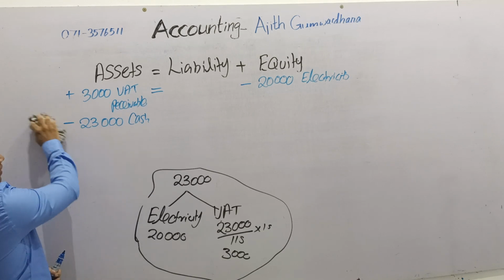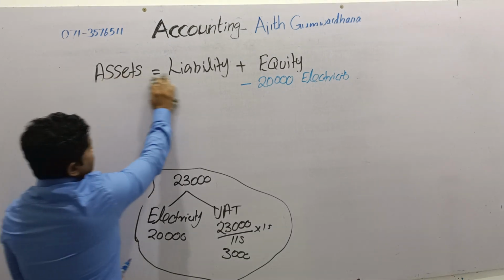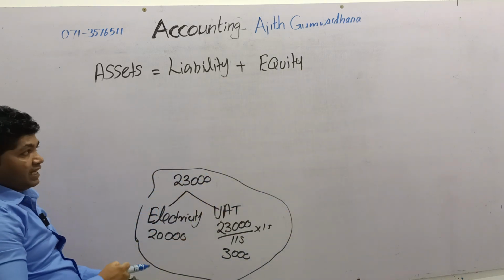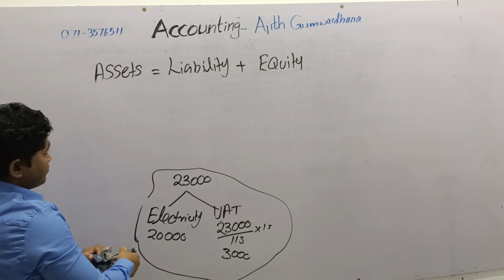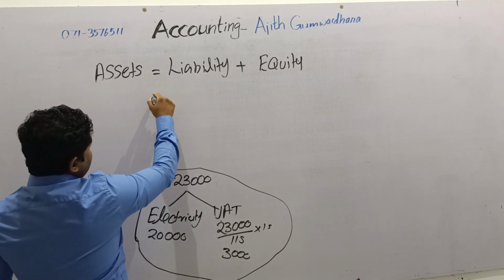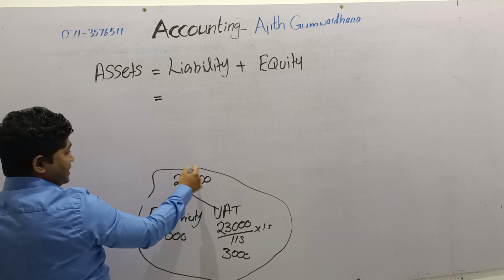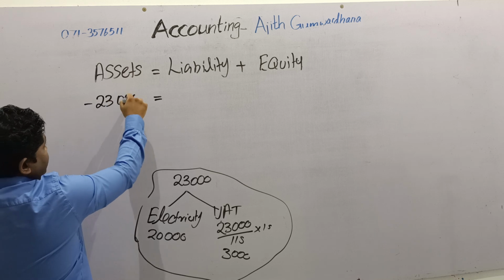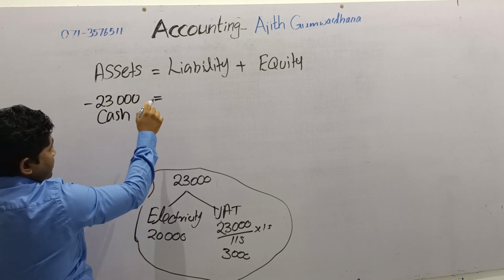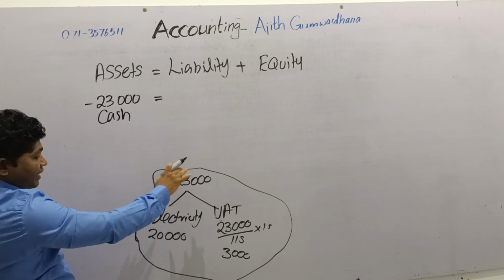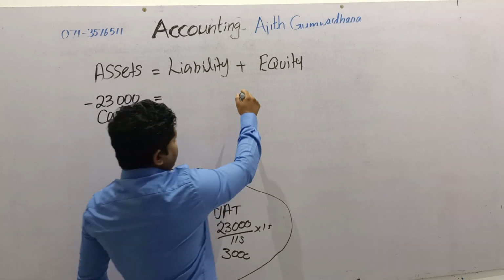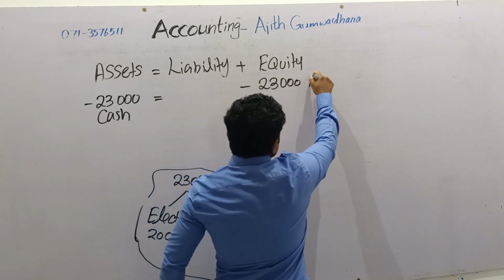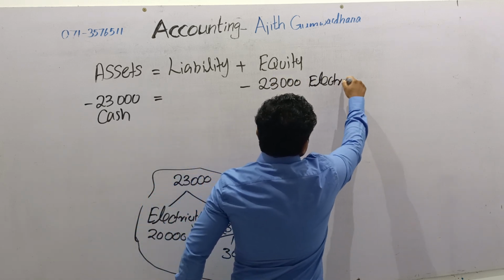But in the same example, if our business is not registered, the VAT paid cannot be claimed. Therefore, the total value became expense. Electricity paid in cash equals 23,000. Total value cash minus, asset minus as cash. If our business is not registered, the VAT value cannot be claimed. Therefore, the VAT value also became a part of the expense. Therefore, equity minus 23,000 as electricity.